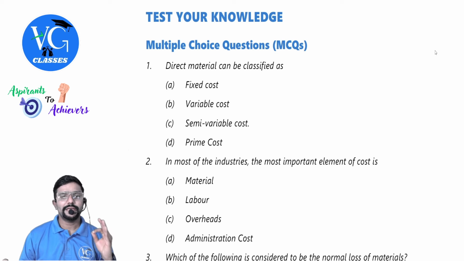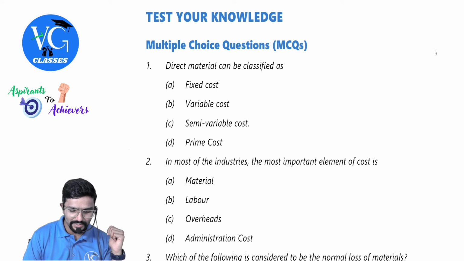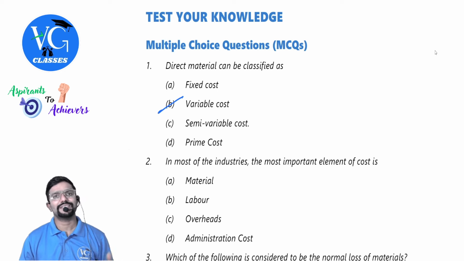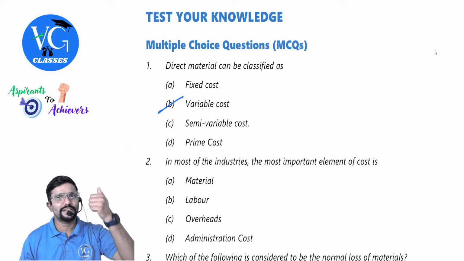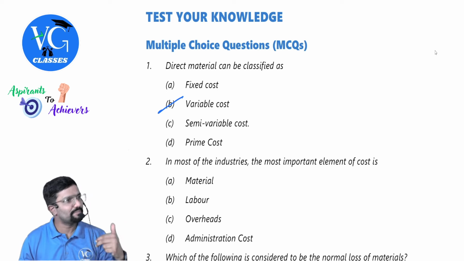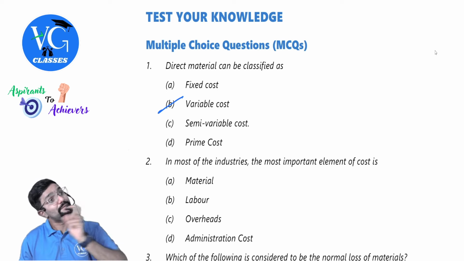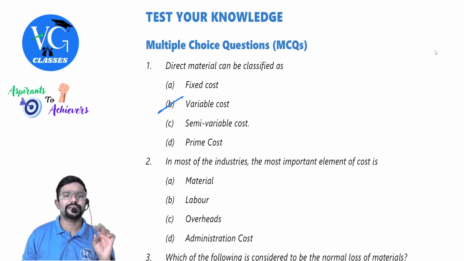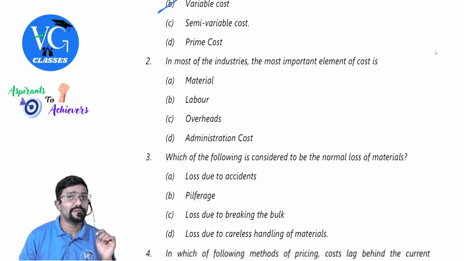First, direct material can be classified as fixed cost, variable cost, semi-variable cost, or prime cost. What is it? Variable cost. Actually, all variable costs put together, that is direct material cost, direct labor cost, and other direct expenses, are called prime cost. But here they have only direct material cost, so the most relevant answer would be variable cost, guys. And direct material will always be variable in nature.